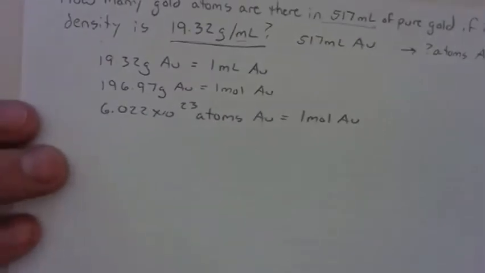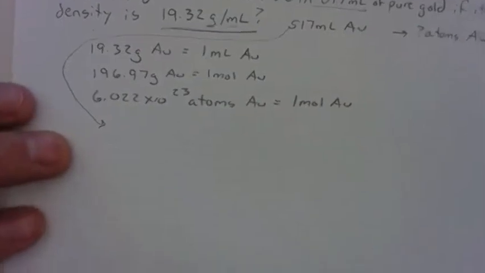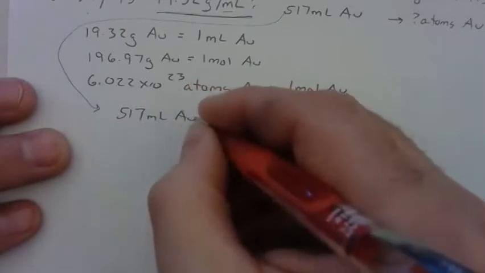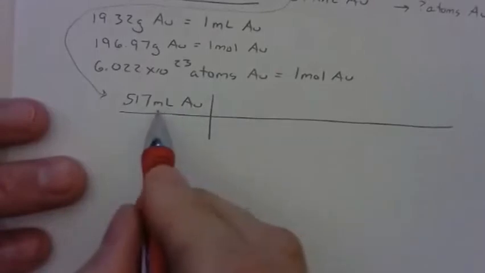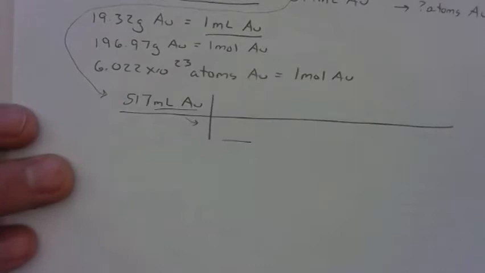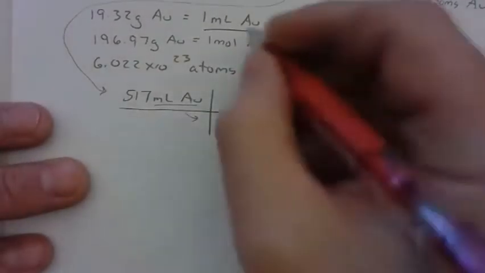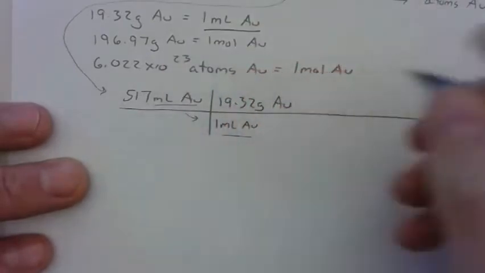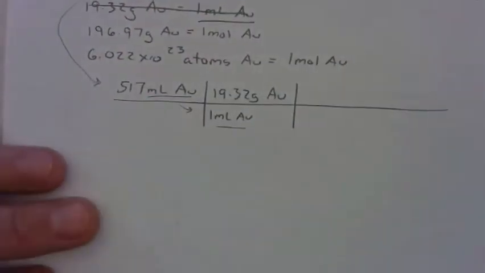Now that we have our equalities, we take our starting point, and we want that to be in the top left-hand cell. So we have 517 milliliters of gold. Here's our starting point. Now we have milliliters of gold. We want milliliters of gold on the bottom. They're right there. It's only one amongst our equalities. So I put 1 milliliter of gold, and that's equal to 19.32 grams of gold. Once I use an equality, I cross it out, don't use it again.